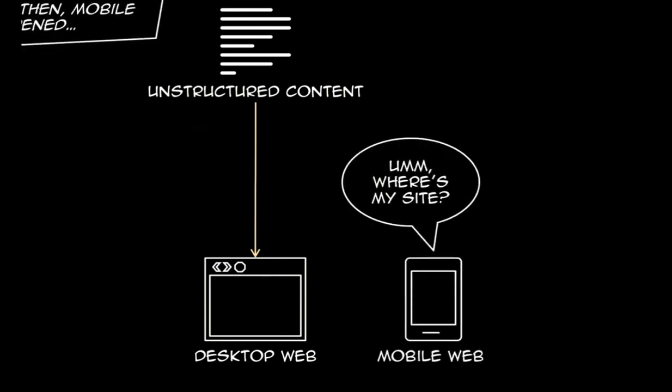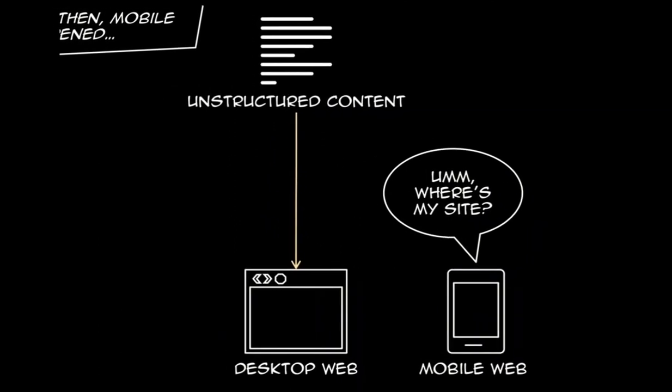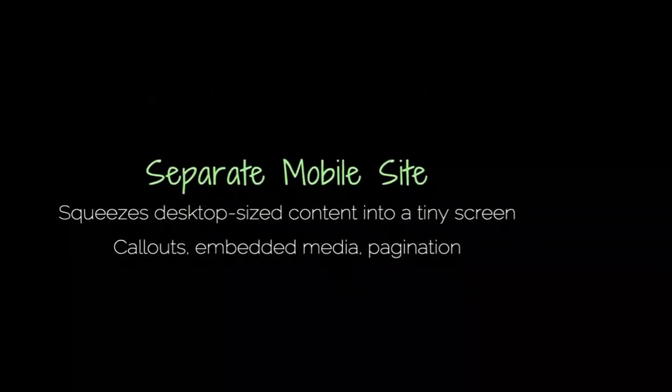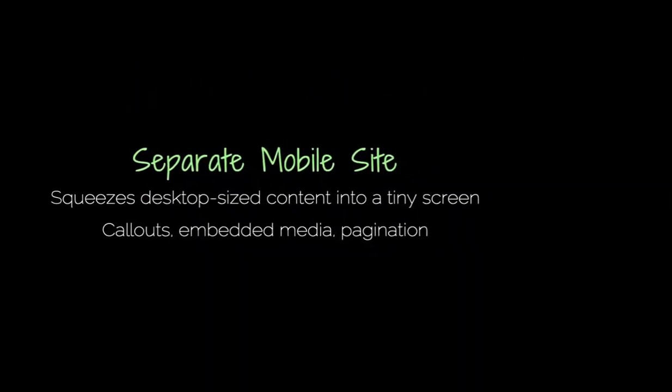But then mobile came along and screwed things up. So what happens? We used to be able to just tell people, just use the desktop site. Sure, okay, fine, but now we're basically sticking the user in an endless cycle of scroll, zoom, and repeat. And it sucks. No one likes this. All right, fine, so we can't just have them use the desktop site. Okay, sure, let's make a separate mobile site so it displays properly on iPhones and Androids and whatever else.